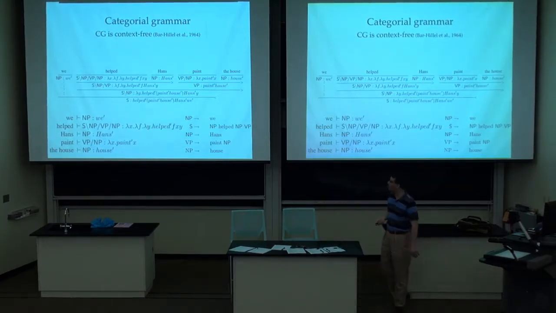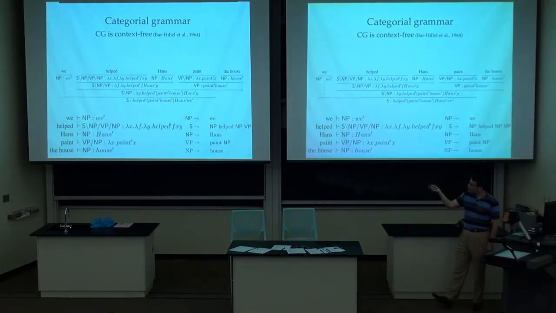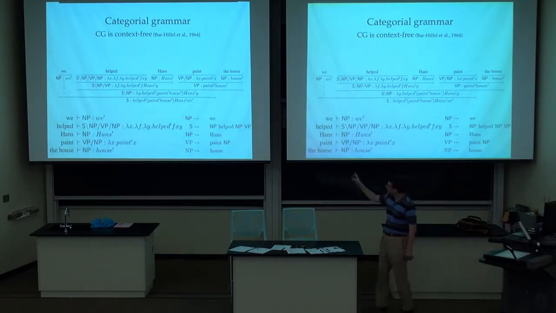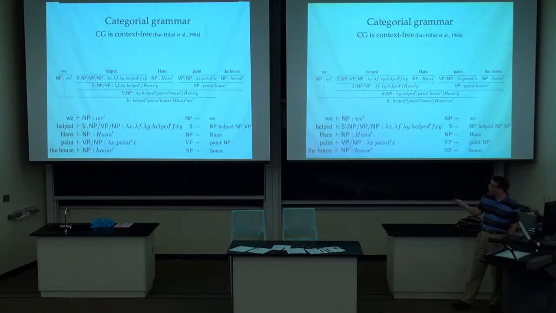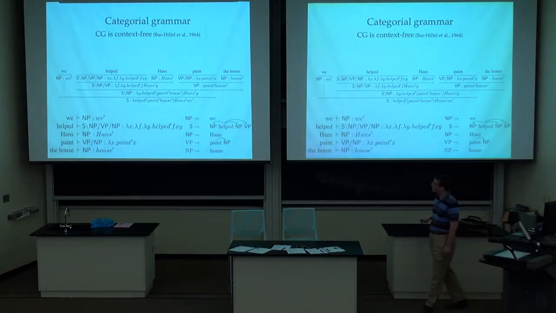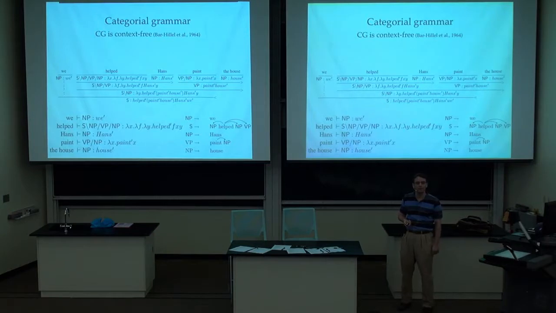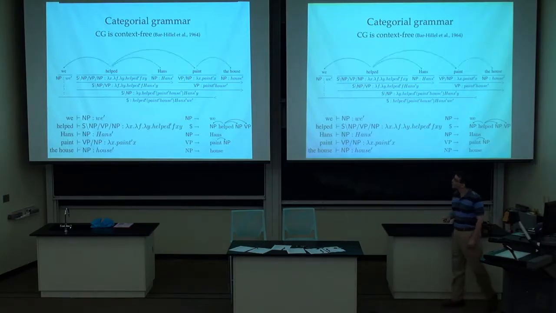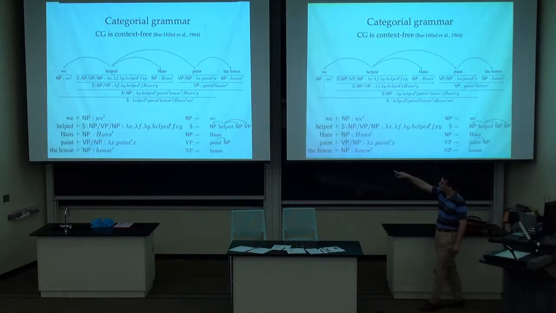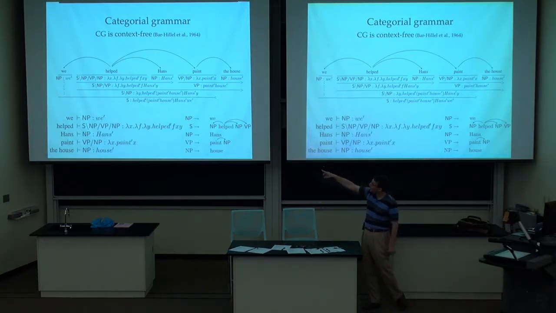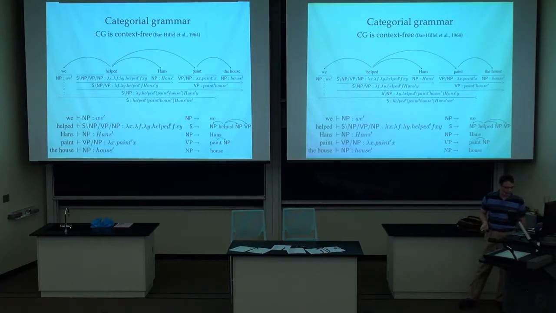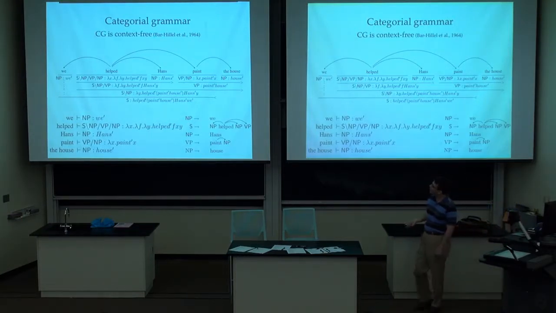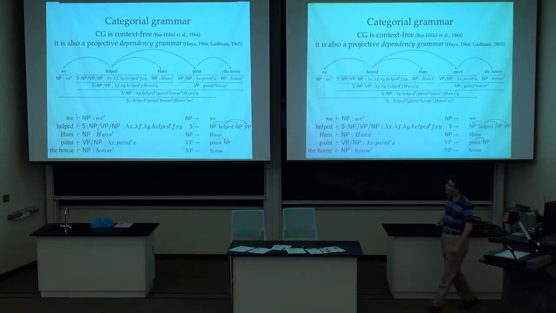It actually has a couple of interesting properties. This context-free grammar is a lexicalized context-free grammar, which means there is a terminal symbol in every production. In fact, what it does is it defines a dependency language, a projective dependency language. So if I take the CG parse, I can read off this dependency parse. It turns out that not only is categorial grammar context-free, it also is a projective dependency grammar.